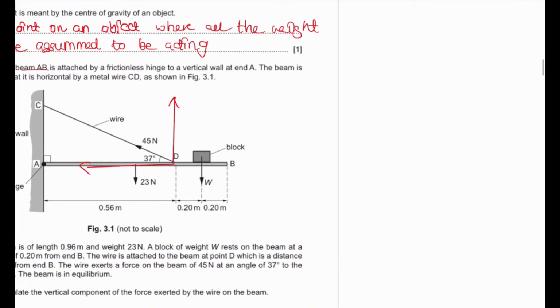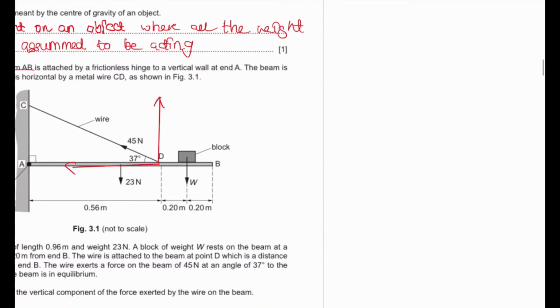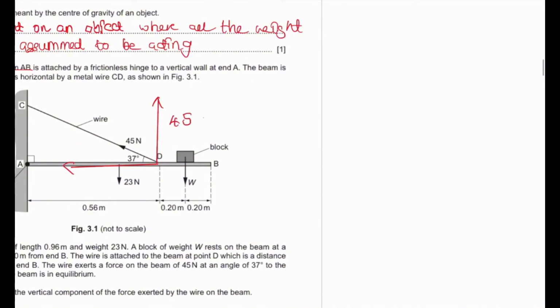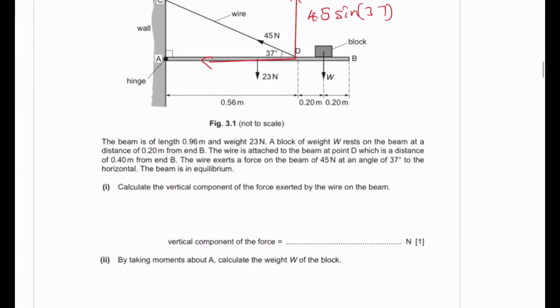As you can see over here from your screen, whenever we resolve a component, we resolve it into the sine component and into the cos component, right? So this is actually 45 sine of 37. So that force is actually 45 sine of 37, so we can identify what that force actually is.